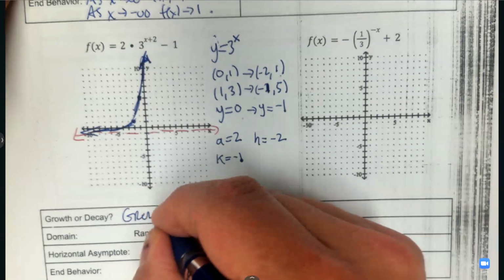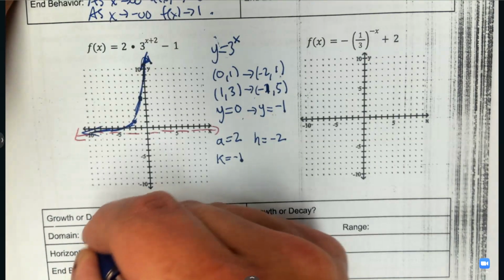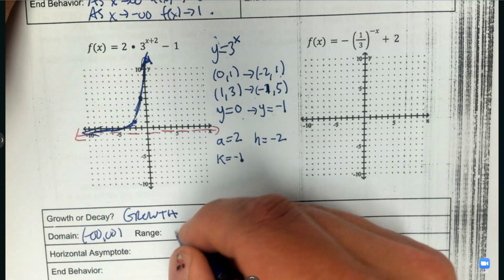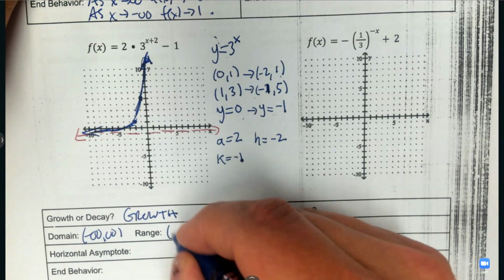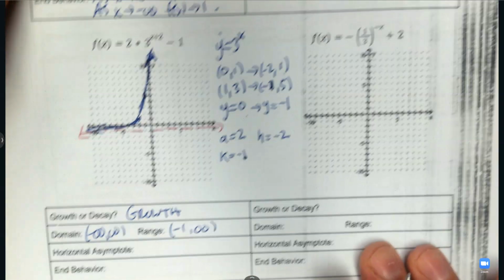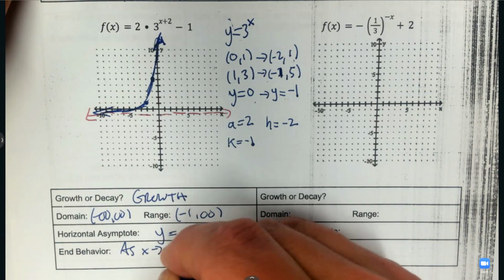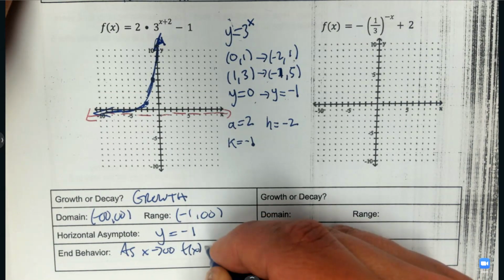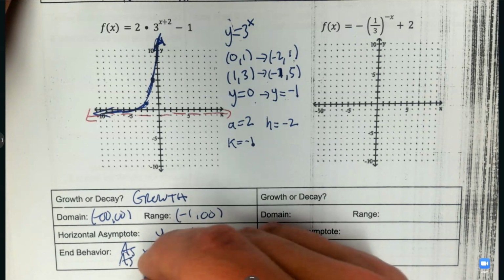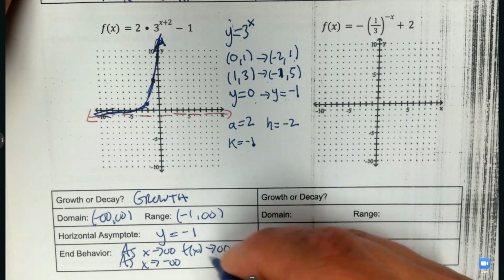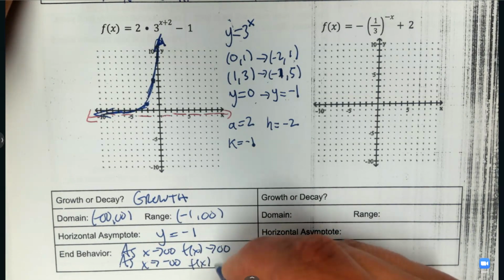This is a growth. It's rising to the right. The domain, all the numbers. The range, the bottom is the asymptote, so -1 to infinity. That's the asymptote, y equals -1, and the end behavior. So the right end is rising, so the right end goes to infinity, and the left end is approaching -1.